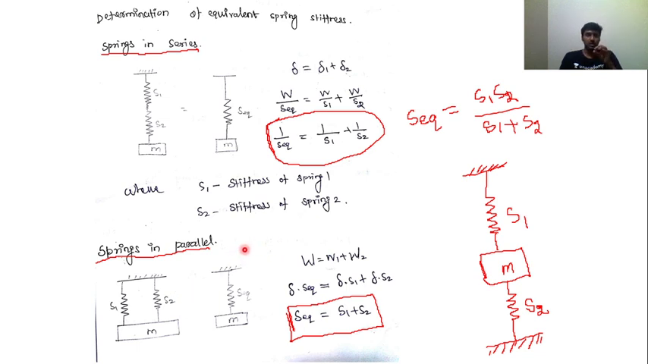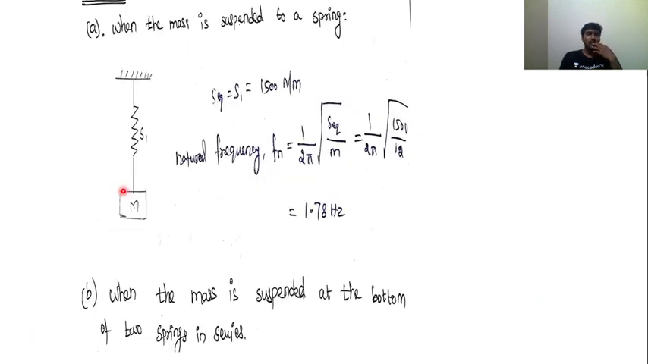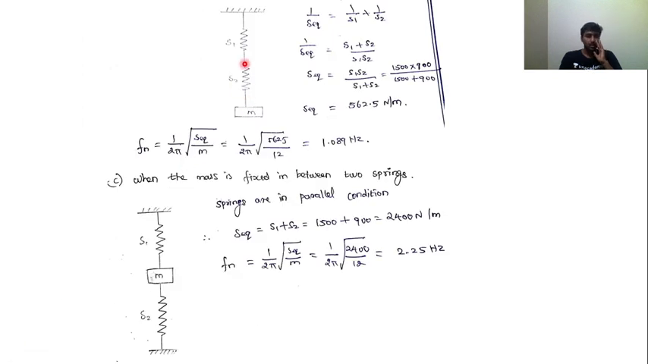So we can use this shortcut in order to identify the series connection or parallel connection. The given problem belongs to either series or parallel connection. Now here, the mass is suspended from a spring. We need to identify the natural frequency when the mass is m and the stiffness of S1 is 1500 Newton per meter, when the mass is suspended at the bottom of two springs, S1 and S2.